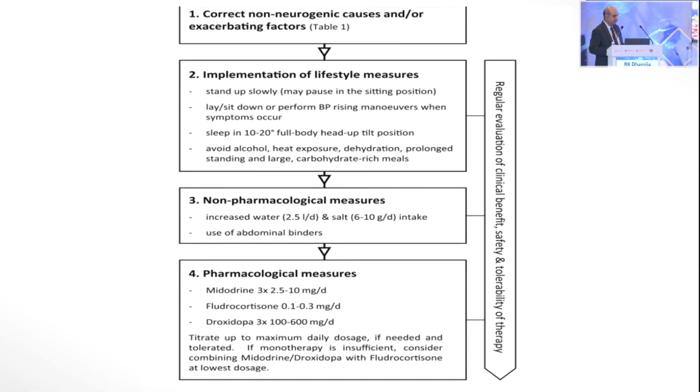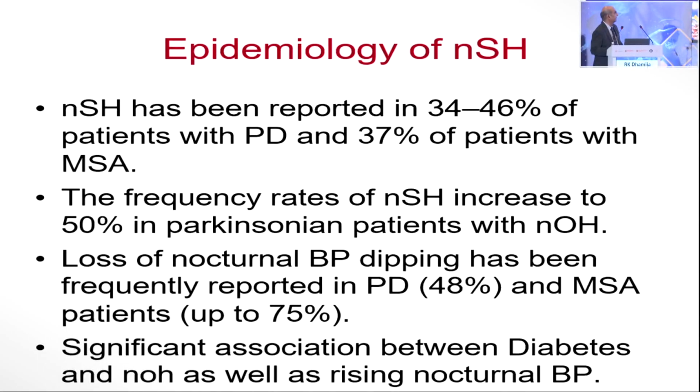So, this is an algorithm which we normally use: either lifestyle measures or non-pharmacological methods, or these three drugs in terms of increasing frequency. Coming to supine hypertension, that is the main focus of today's talk. It is seen in mild, moderate and advanced cases, and half of the patients who have orthostatic hypotension will also have supine hypertension. That is very important to see.